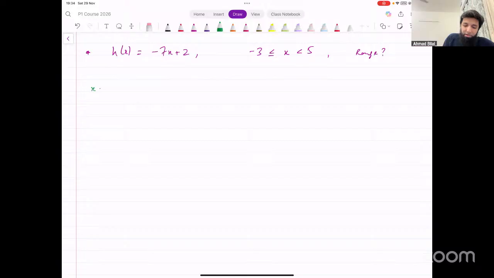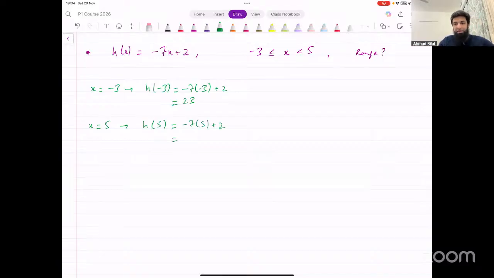So let's input x equal to -3. That means h of -3. What would that be? -7 into -3 plus 2. That's 21 plus 2, which is 23. So when x is equal to -3, the y value is 23. That's one point on the graph. Then there's another point when x is equal to 5. h of 5 is -7 into 5 plus 2. This value turns out to be -35 plus 2, which is -33.